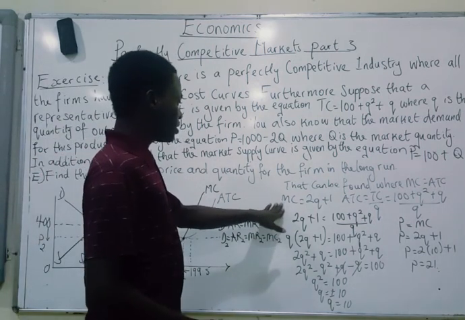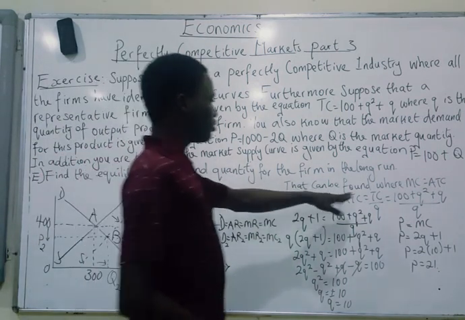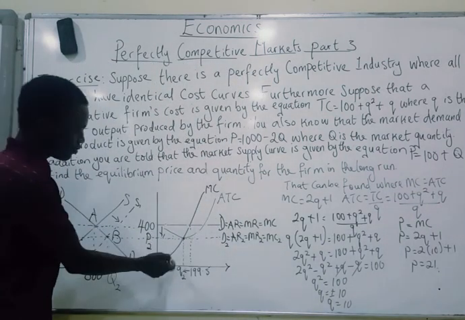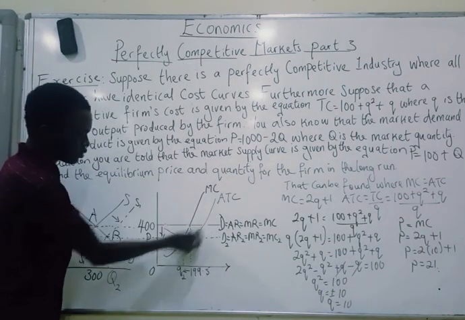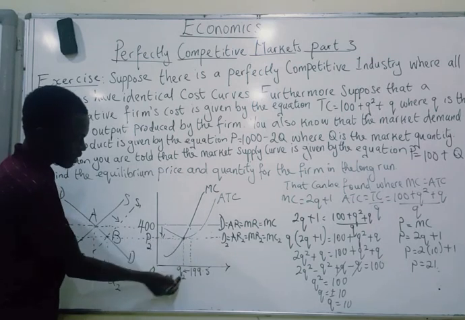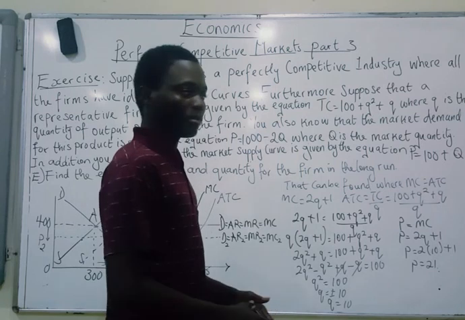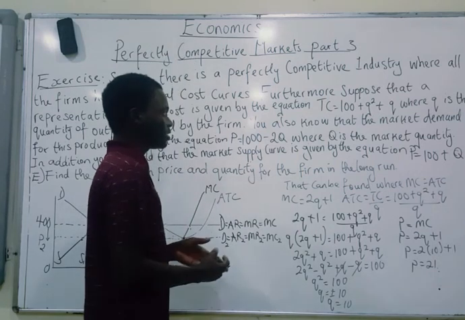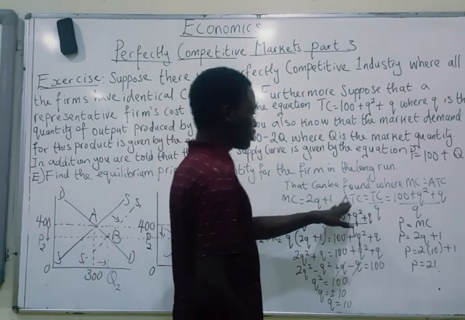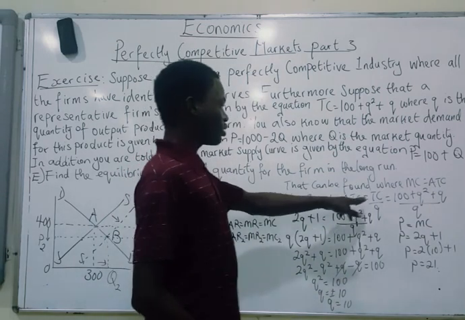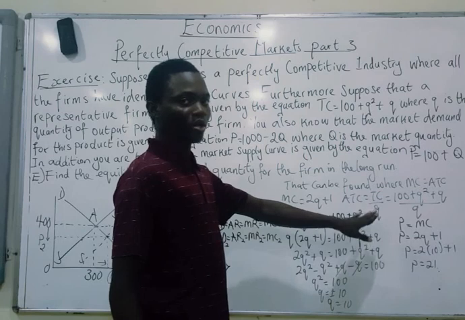So that can be found where MC is equal to average total cost. This is the MC curve, and MC is equal to the average total cost at this point. Then we have the price here and the quantity here. MC is equal to 2Q plus 1. We obtained that the other time when we differentiated the total cost curve. The average total cost curve is simply total cost divided by quantity, that is, the total cost of the firm divided by the quantity produced by the firm.